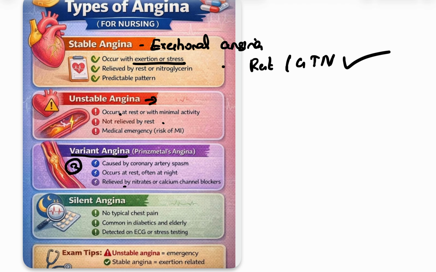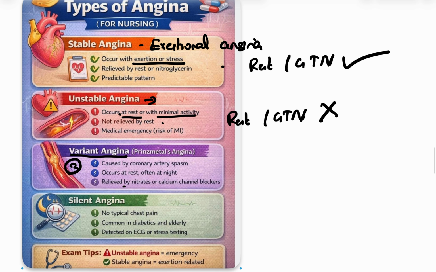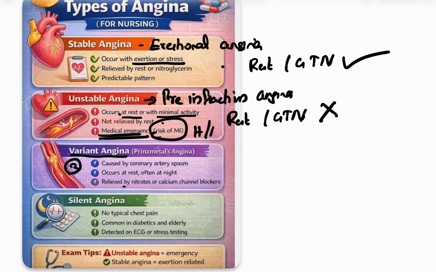Unstable angina can occur for a patient even if the patient is at rest or with minimal activity, and it is not relieved by rest or GTN. The rest or GTN is not going to help the patient who is having unstable angina, and it is a medical emergency because the patient is at risk of myocardial infarction. That's why it is a medical emergency, and because the patient is at risk of myocardial infarction, this is also known as pre-infarction angina. Remember, myocardial infarction is also known as heart attack.